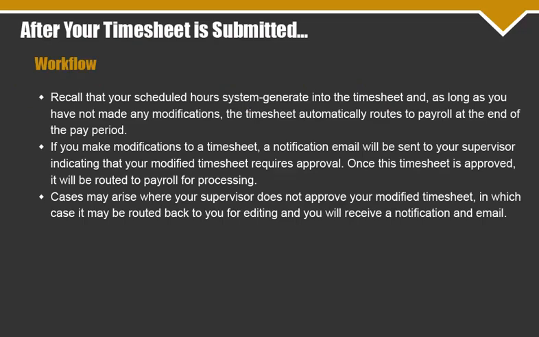Workflow. Recall that your scheduled hours system generate into the timesheet, and, as long as you have not made any modifications, the timesheet automatically routes to payroll at the end of the pay period. If you make modifications to a timesheet, a notification email will be sent to your supervisor indicating that your modified timesheet requires approval. Once this timesheet is approved, it will be routed to payroll for processing. Cases may arise where your supervisor does not approve your modified timesheet, in which case it may be routed back to you for editing and you will receive a notification and email.